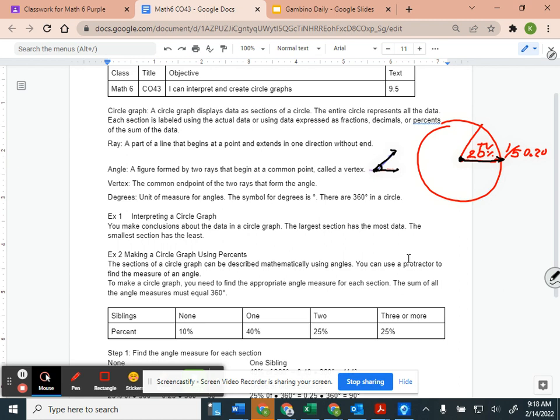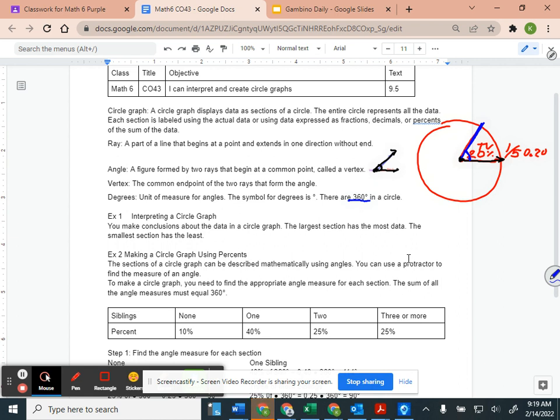So if we look at my circle graph that I did, we have one ray on the bottom, another ray on the top. The angle is between the two rays, and you can measure what that angle is. So does anybody remember how many degrees are in a full circle? 360. So there are 360 degrees in a full circle.